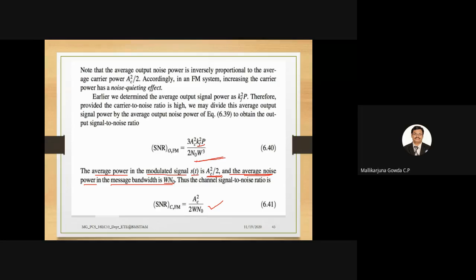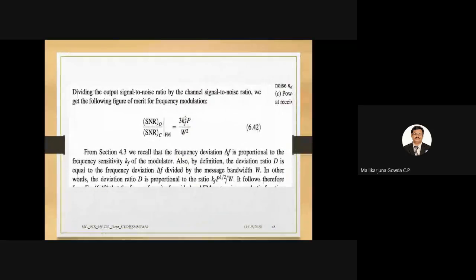So the figure of merit will be what? It is the ratio of output SNR to the channel signal to noise ratio, means this equation 6.40 divided by 6.41. That will give you the figure of merit for the FM receiver, right? So if I do that, what things will get cancelled? See, A_c squared will get cancelled. Then N0 W will get cancelled, right? So what is left out? The left out terms are written here, which is equal to 3 K_f squared P divided by W squared.